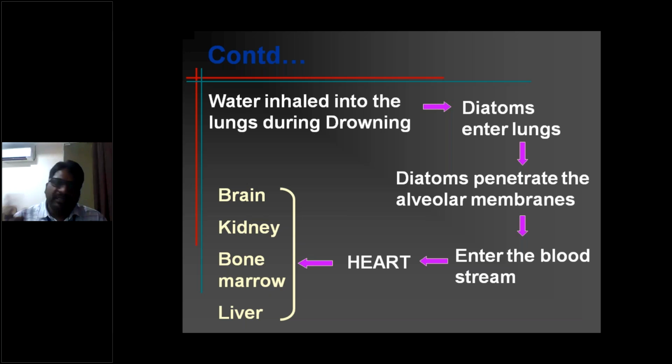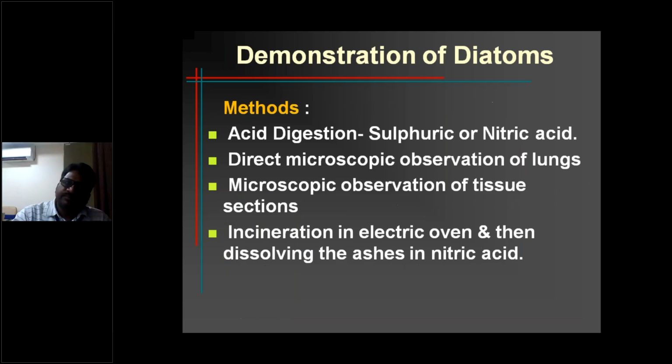So you can take the specimen from the viscera, that means brain and kidney also. But generally, we will take the bone marrow from the sternum for the detection of the diatoms. And at the same time, you have to take the water from that particular pond where the body is drowned, for the control comparison.